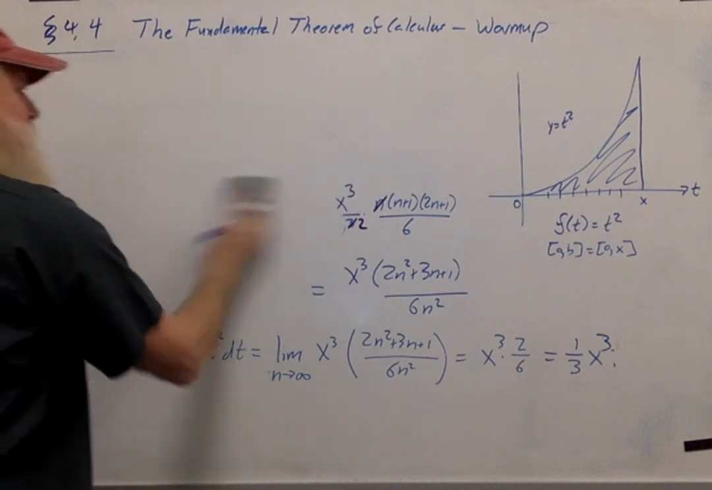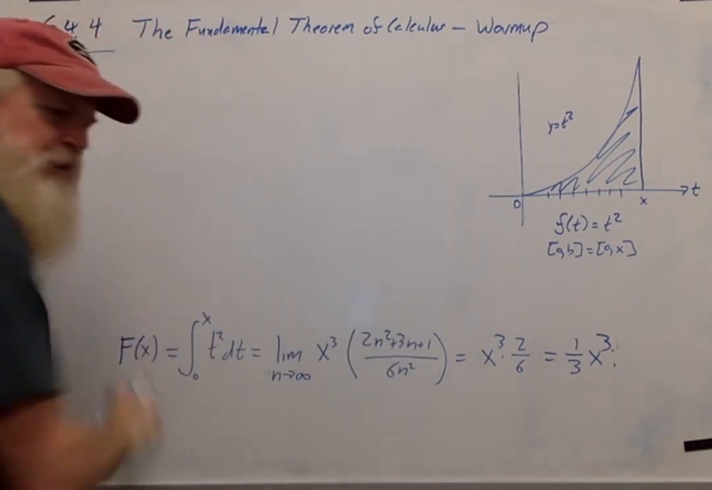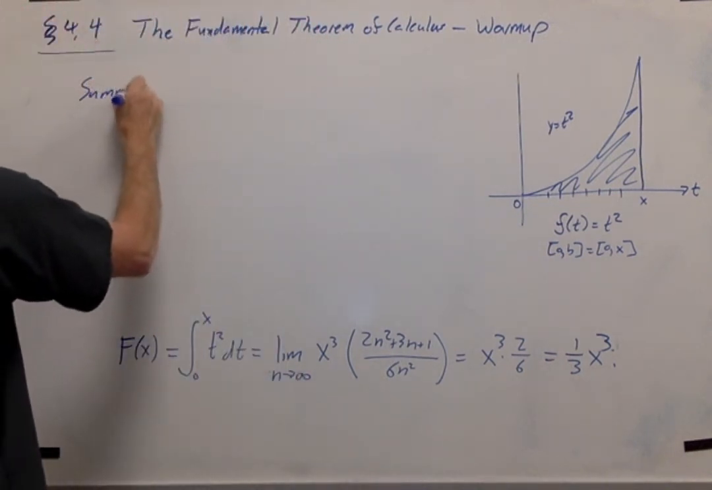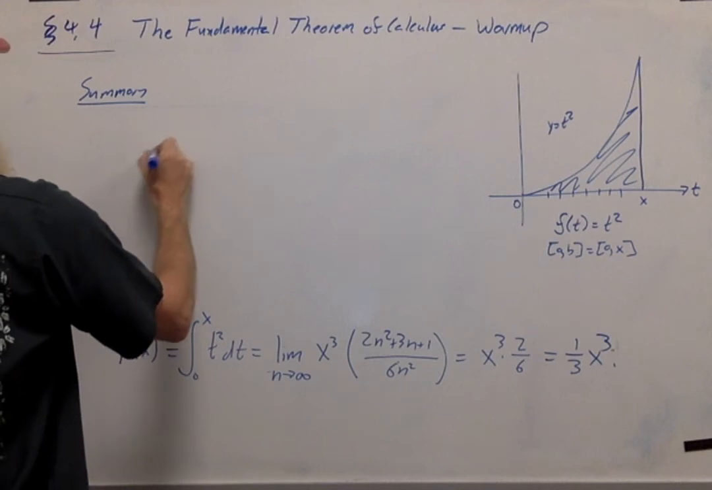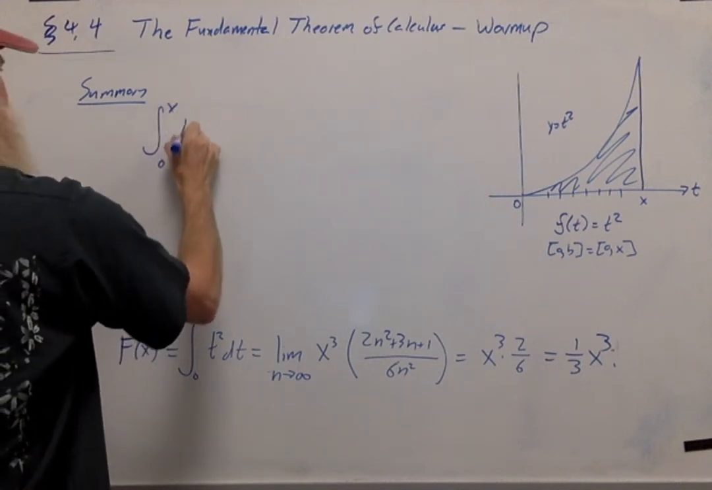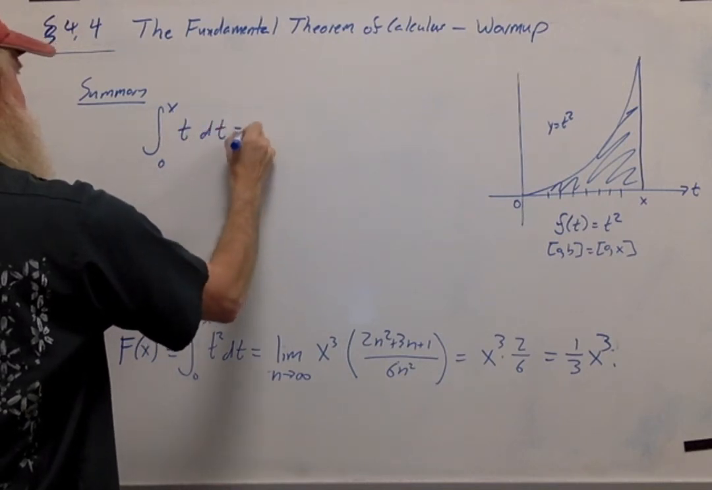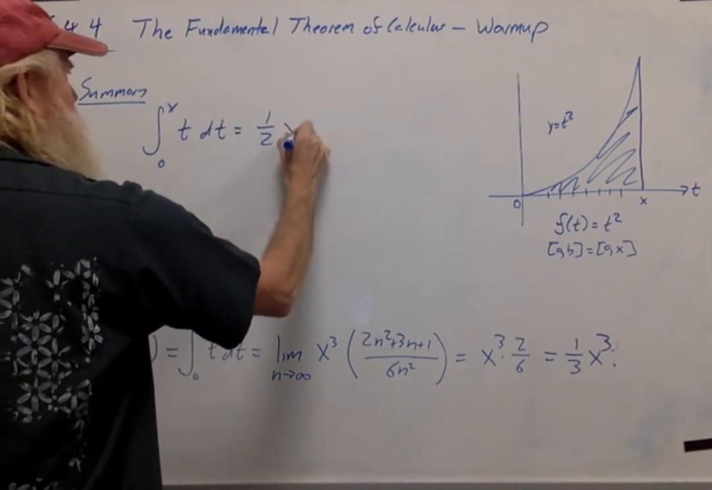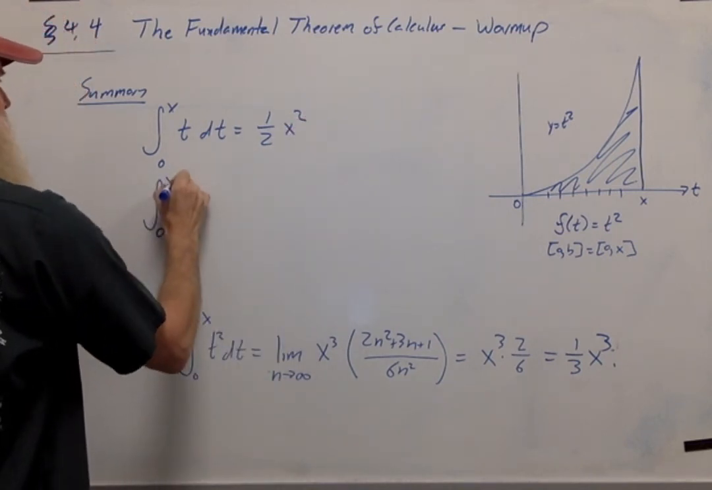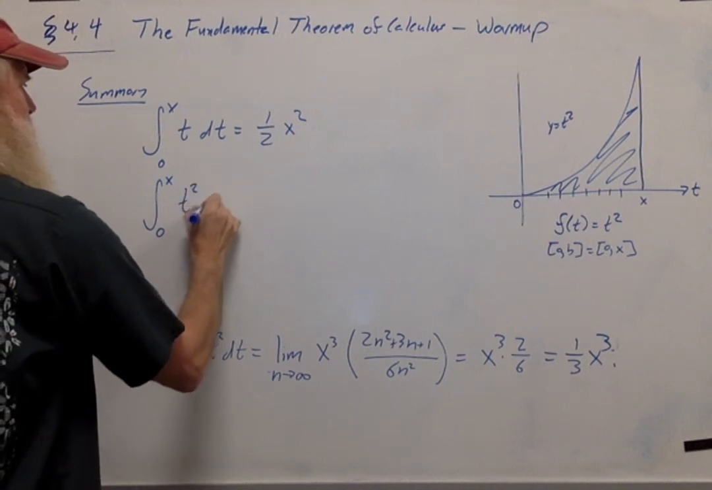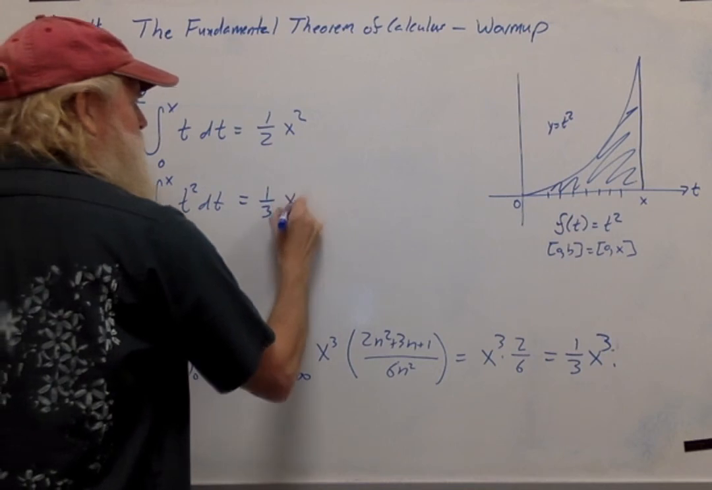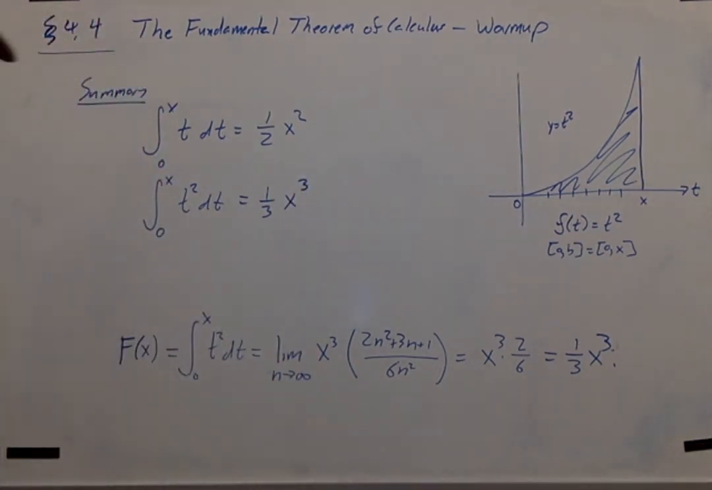So let me summarize the two cumulative area functions that we figured out so far. We found that the integral from 0 to x of t dt is equal to 1/2 x squared. And we saw that the integral from 0 to x of t squared dt, which is the one we just got, was 1/3 x cubed.